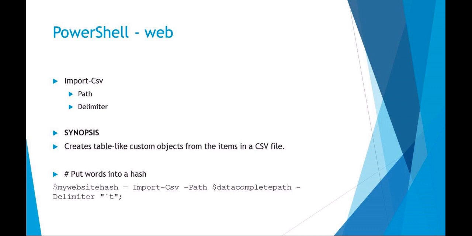But in this instance, we're saying I'm taking a text file and I'm importing it into a key value pair hash. So I'm importing from that path with a tab delimiter into a new hash.